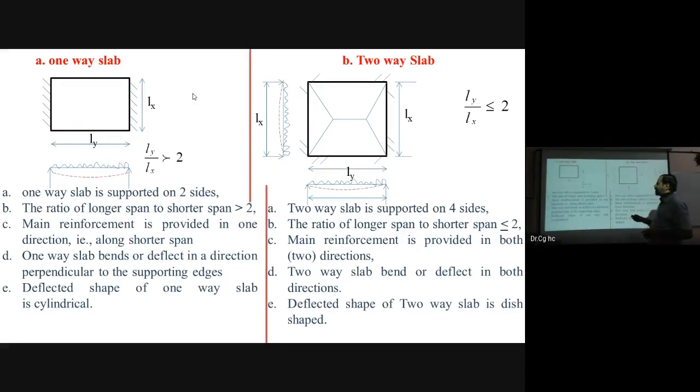Now, in the previous class we discussed one-way and two-way slabs, isn't that so? One-way slab and two-way slab. In a one-way slab, the slab is supported on two sides, two walls on either side.